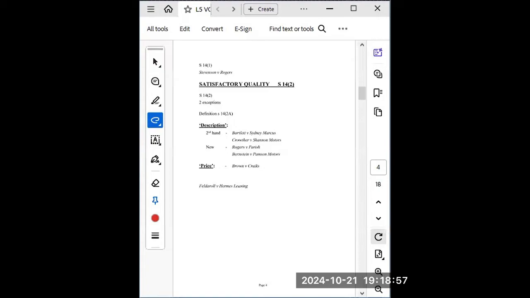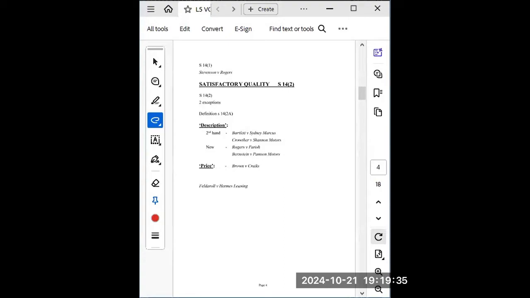As far as description is concerned, you know that we have 2 second-hand car cases and we have 2 brand new car cases. So when we talk about description under 14.2 definition of satisfactory quality, we're asking really whether the goods are second-hand or are they brand new? How are they described? Well, as far as second-hand goods were concerned, we looked at Bartlett against Sydney Marcus. Remember, the second-hand car, the clutch was just a little bit stiff. It was perfectly fine, you can drive it. The clutch was just a bit stiff. Court said, that's okay. Satisfactory.